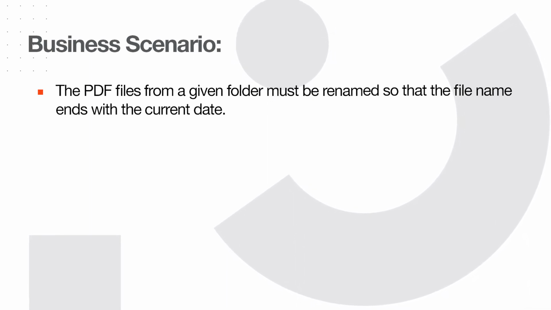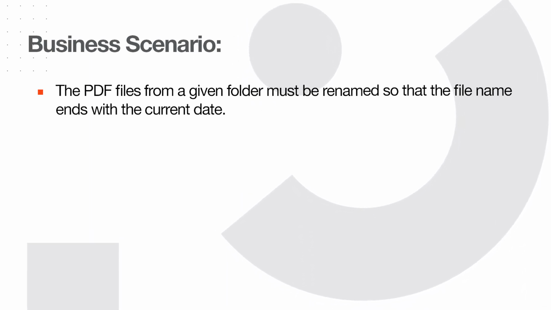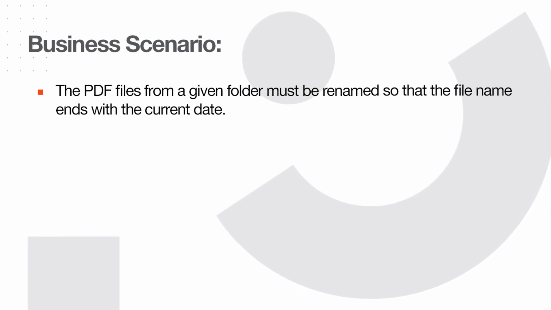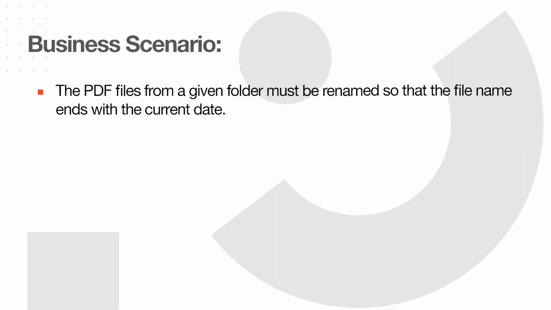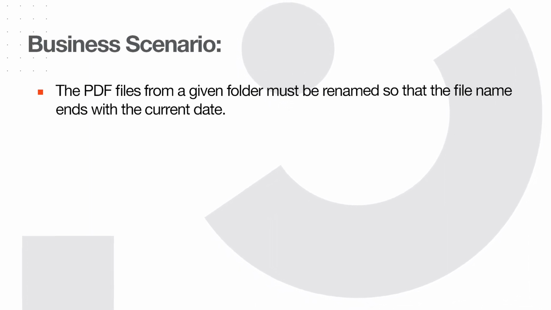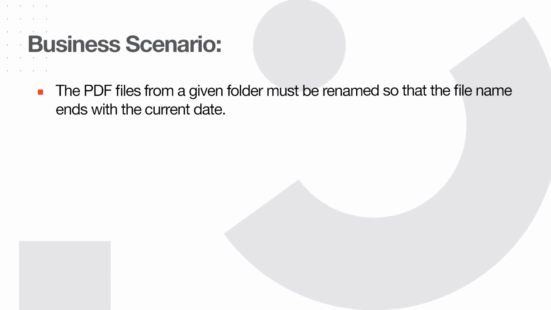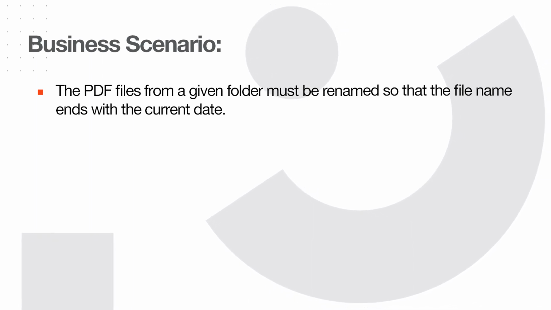To solve this scenario, we'll create a workflow that asks us what folder we want to process, and then, for each file in the folder, saves the name to a variable. Next, adds the current date to the value and prints it in the output panel. Finally, changes the name of the file.